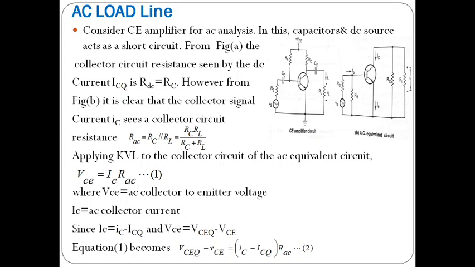So what we can write: total current iC equals AC current plus DC current. Similarly vc equals vCE minus VCEQ. So equation 1 becomes, replacing this vc with VCEQ minus vCE, equals iC minus ICQ into RAC. This is equation 2.